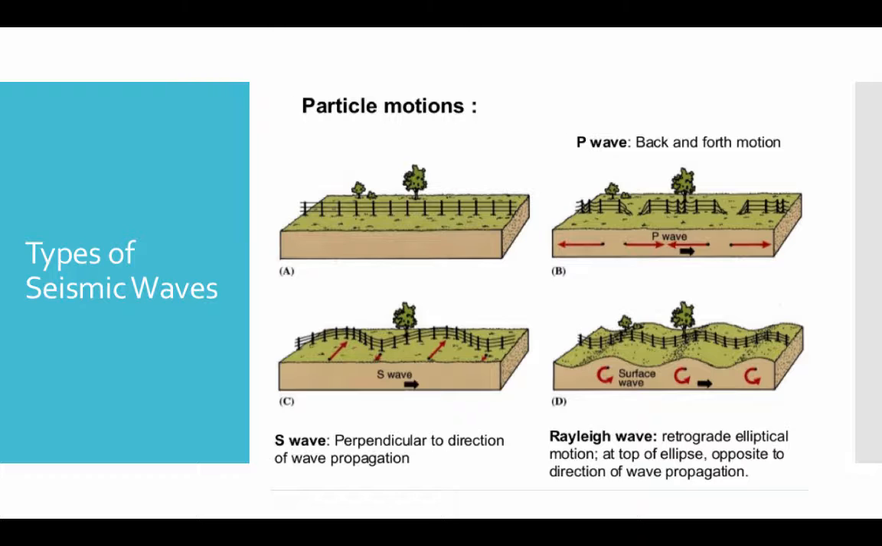The S wave, also known as a secondary wave, is the next wave that is released at the focus, and it moves towards the epicenter. Notice that it moves differently and moves in a perpendicular motion. Then there are surface waves. A Rayleigh wave is an example of a surface wave, and it only occurs at the surface. And in this case, it causes an elliptical or a circular motion at the ground.